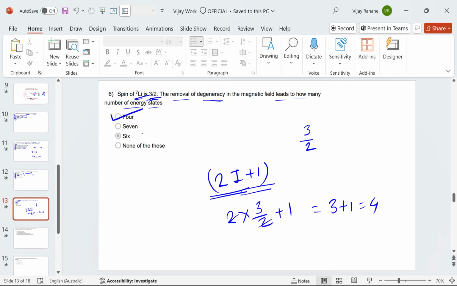How many energy states are possible for such a molecule? Let's say I is equal to 1 by 2, just put the value here. It will be 2 multiplied by 1 by 2 plus 1. In that way you can calculate it, so it will be 2, right?